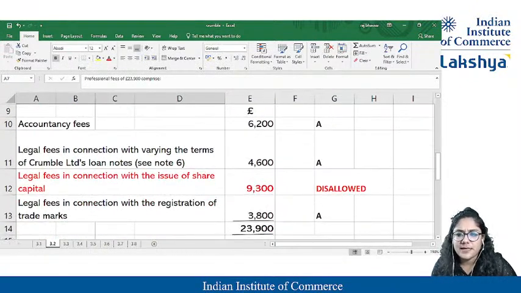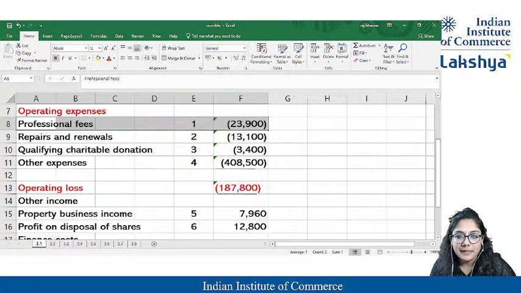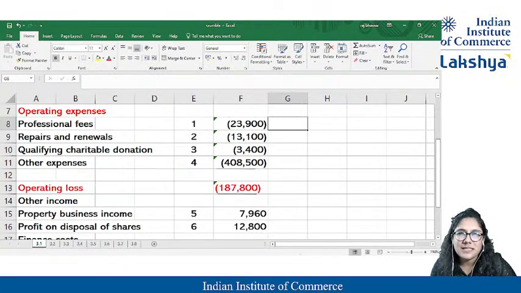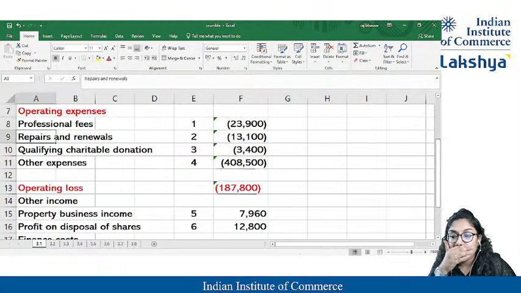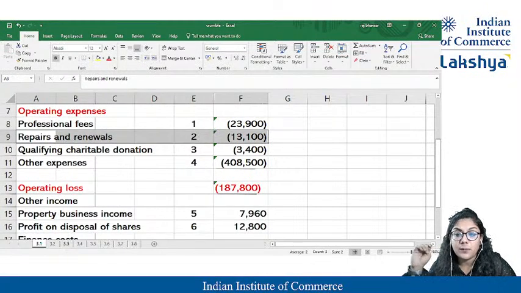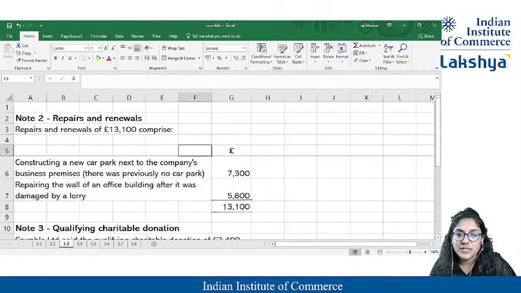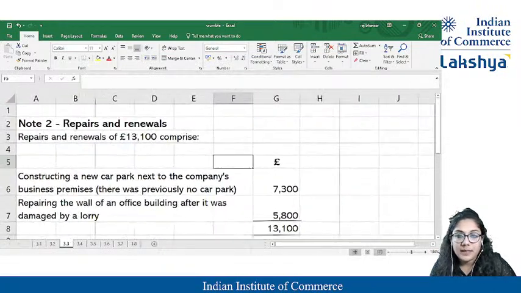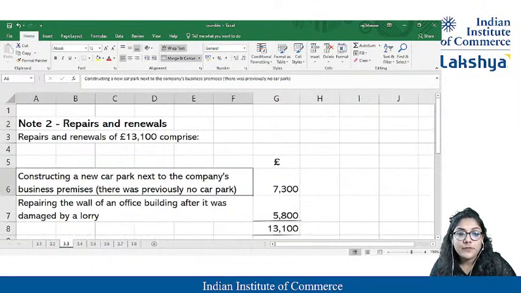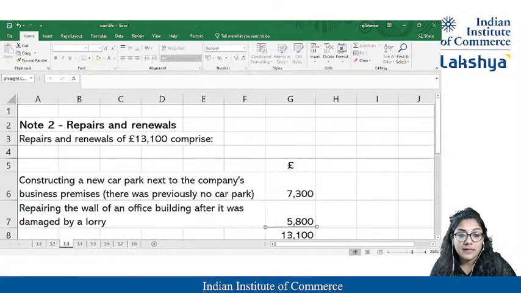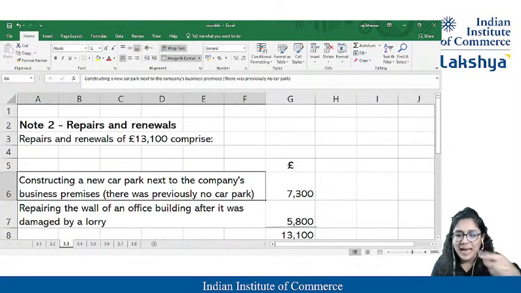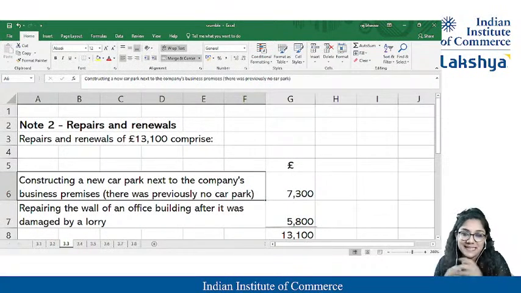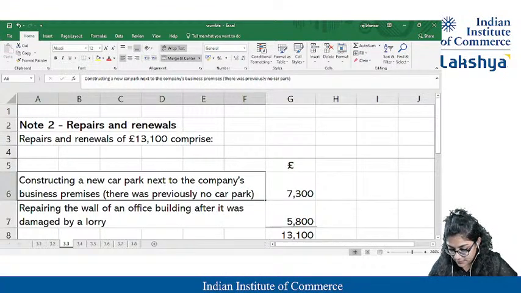For the first, I understood this is a thing I can add. In that, what I can do is I just need to add one amount. Second, repairs and renewals of 13,100. For that we can check out the second note, repairs and renewals. Now students, what is the cost? 13,100. Out of 13,100, what should be the cost which we should add, means what is allowed and what is disallowed. So what expenditure have they taken? Let's figure that out first.